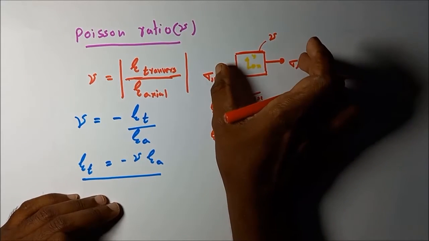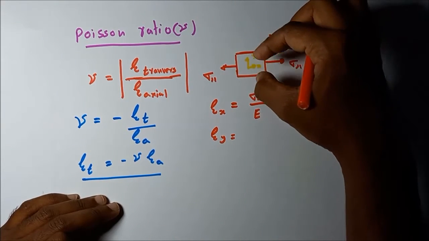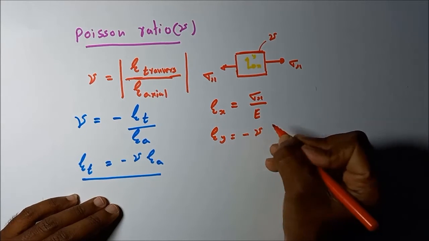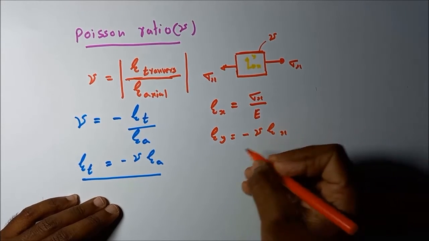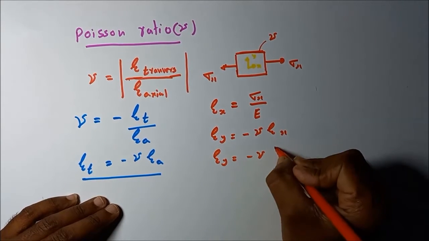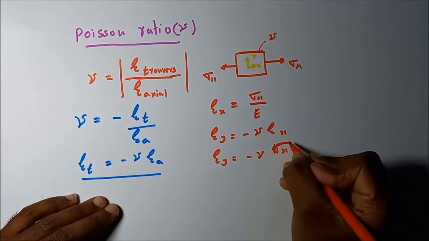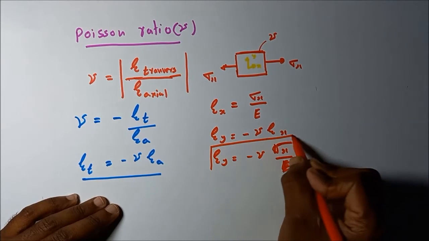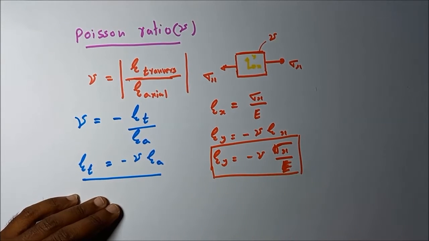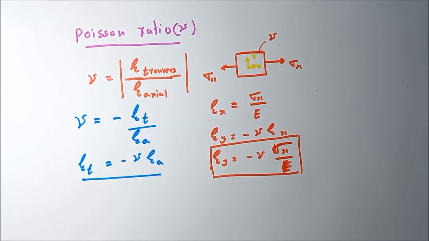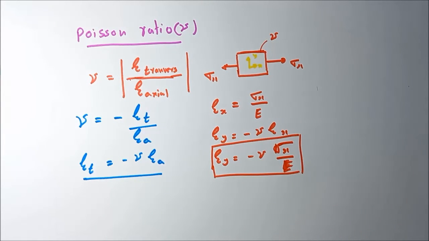You can see it stretches in this direction, while stretching it contracts in the other direction. So according to this equation we can write minus nu epsilon x. Then we can further explain this as minus nu sigma x divided by E. This is the strain in y direction.